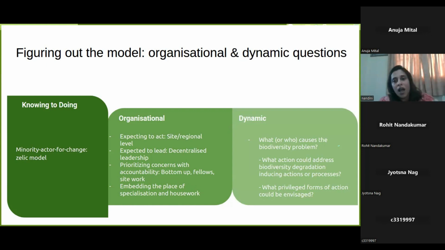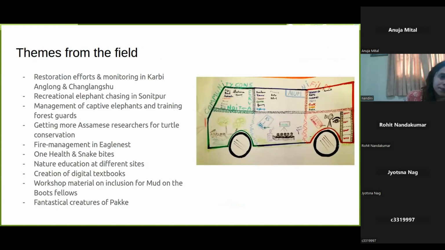So what is that level of embeddedness that is required to help us answer some of these dynamic questions? Like, what causes biodiversity loss? What actions could address biodiversity degradation? And given that a lot of us have a lot of privilege in terms of our education, our backgrounds, our majority status, our gender, what are privileged forms of action that could be envisaged?